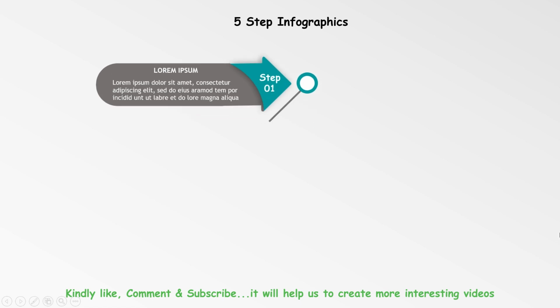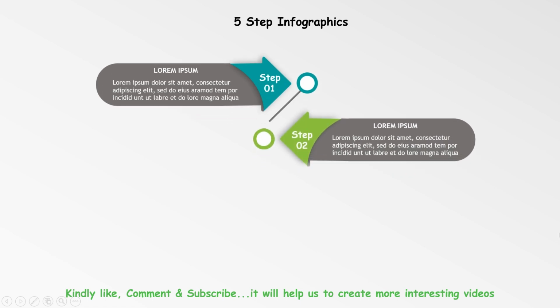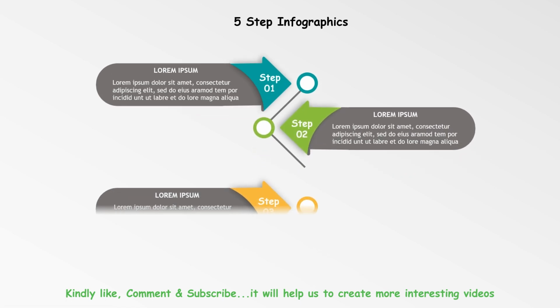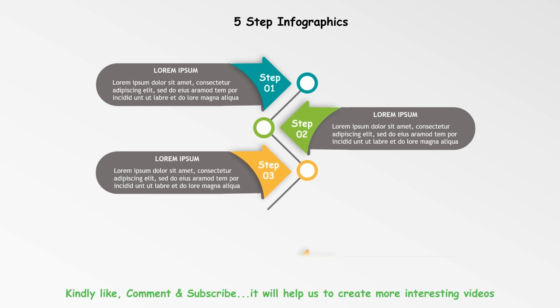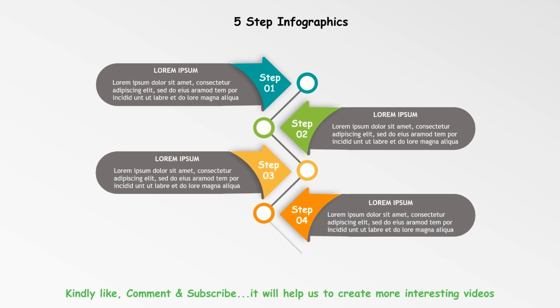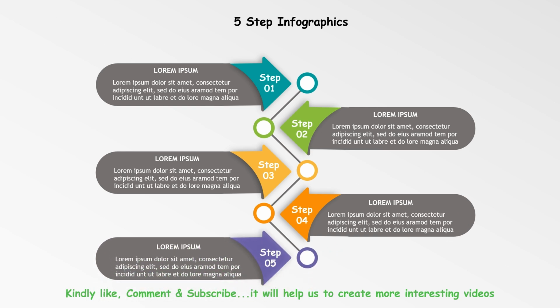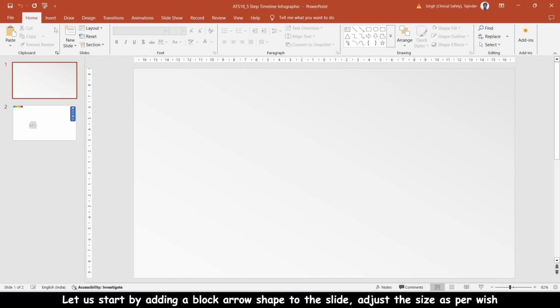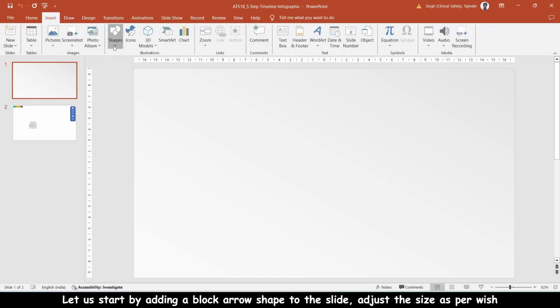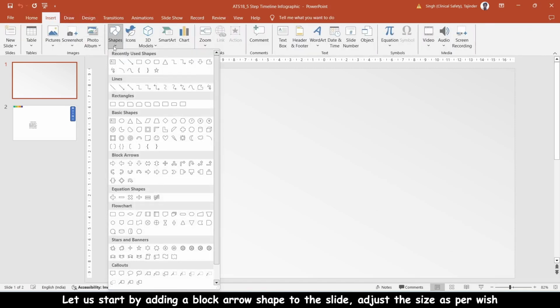In this video, we will create this 5-step animated infographic. This can be used to showcase process map or process timeline. Let us start by adding a block arrow shape to the slide. Adjust the size as per wish.